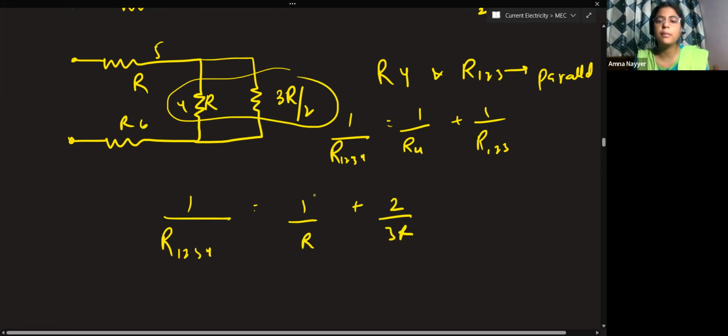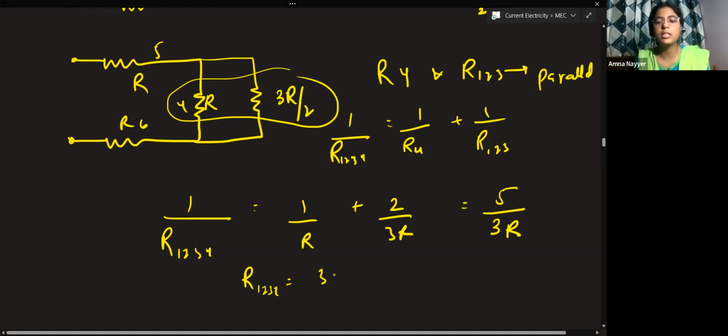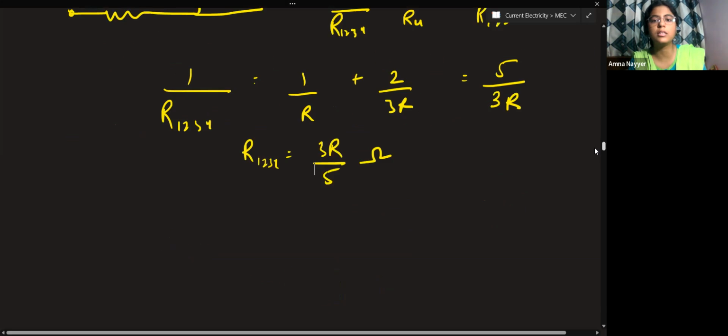So we have to multiply this by 3. It becomes 5. 5 by 3R. So R1, 2, 3, 4 will be what? 3R by 5 ohms. Now all the three which are left now, these are connected in series, all the three of them.